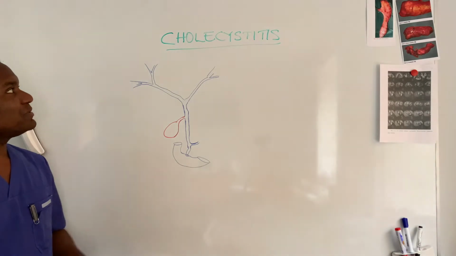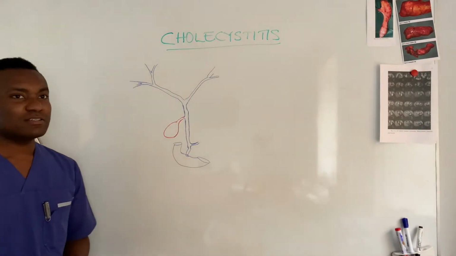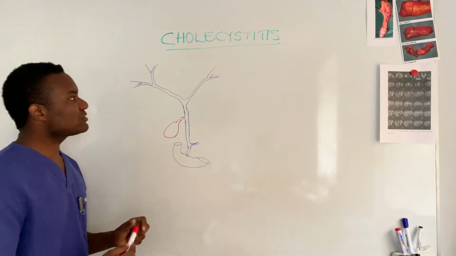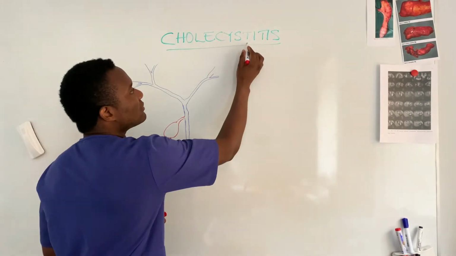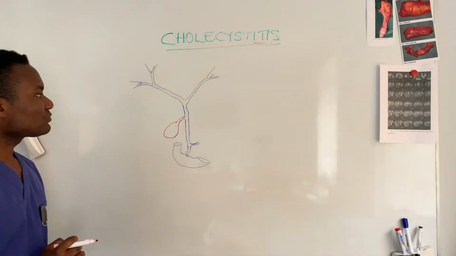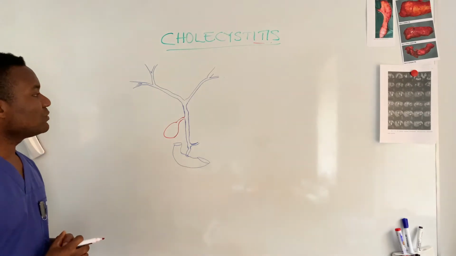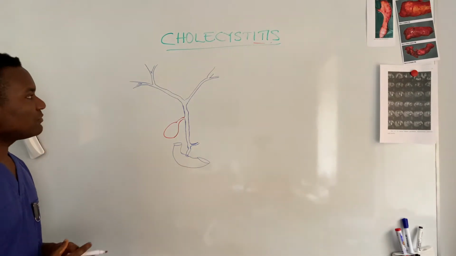Today's topic will be cholecystitis. Cholecystitis simply means the inflammation of the gallbladder. Remember, itis in Latin means inflammation. However, before we proceed deep into this topic, we will have a brief overview of the biliary tree.